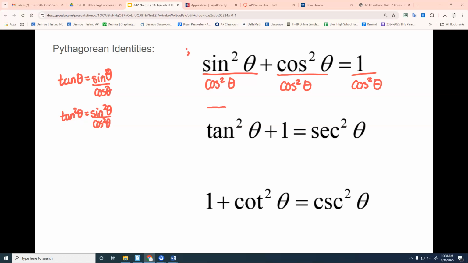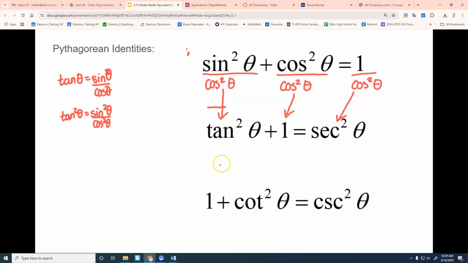So our reciprocal identities and our quotient identities, we can use those even if we have squares or cubes or something to the fourth power. So sine squared theta over cosine squared theta is going to give you tangent squared theta, right? Sine over cosine is tangent. Cosine squared theta divided by cosine squared theta, what's that? 1. That's this right here. 1 over cosine squared theta, 1 over cosine is secant. So that's secant squared theta, right? So it is not really a different identity. It's just a different presentation of that identity.